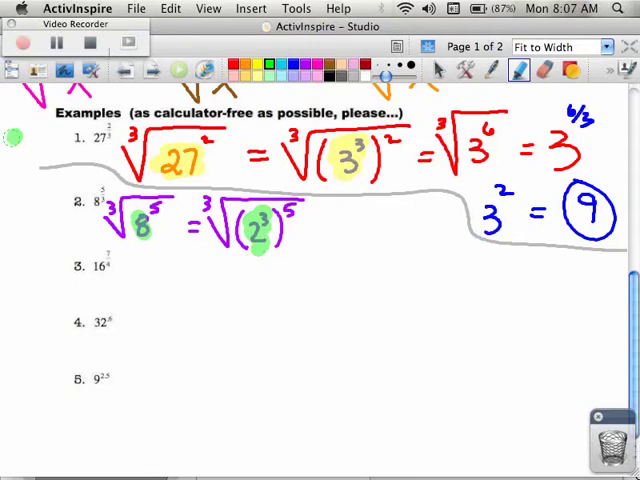And then from our previous example, what that means is I really have the cube root of 2 to the 15th power, because you multiply the exponents when you have a power to a power.